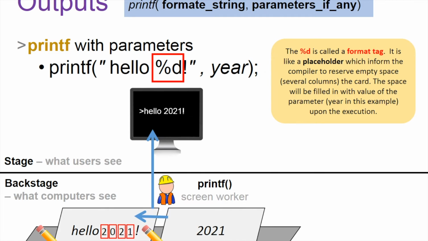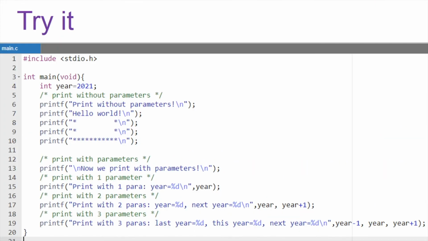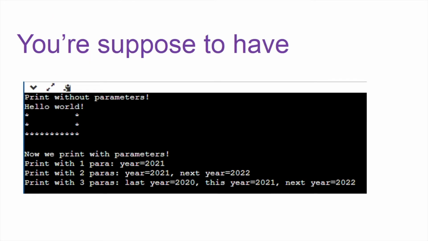You can actually have more parameters there. However, you need more format tags there. The numbers of them have to match like this. Here we're using two variables, and for the text we have two format tags as well. So you can try this by yourself, this example of using printf with several parameters. Most possibly you will see this result if your program runs correctly.